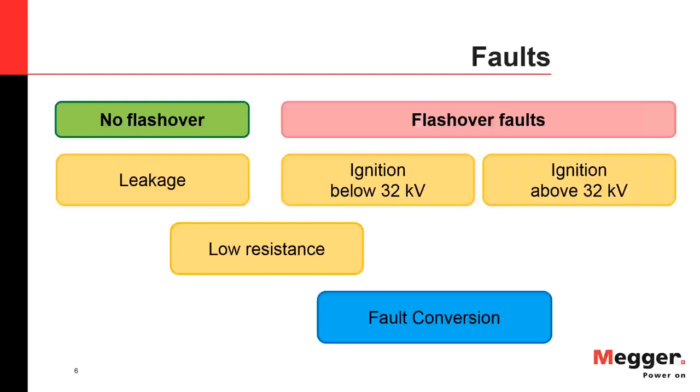Then this is why I put the low resistance box here. On the lower end of the faults that ignite below 32 kV, you can have faults that have a fairly low resistance, but you can still spark them, you can still initiate an arc. And then you have low resistance faults that are really, really low resistance, and they don't produce any flashovers anymore. This is why this category is halfway in the flashover, halfway in the no flashover faults.